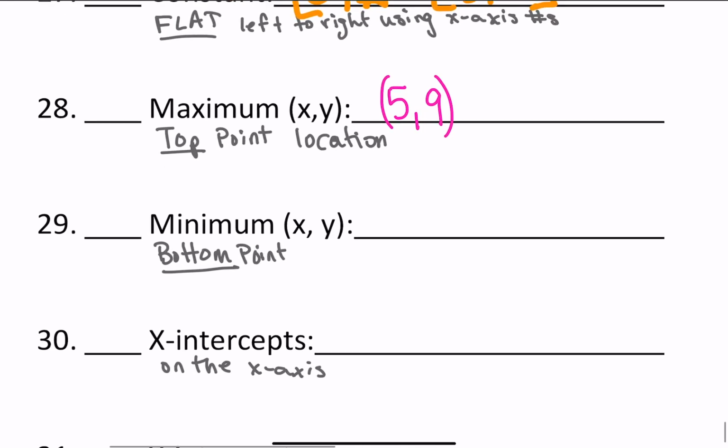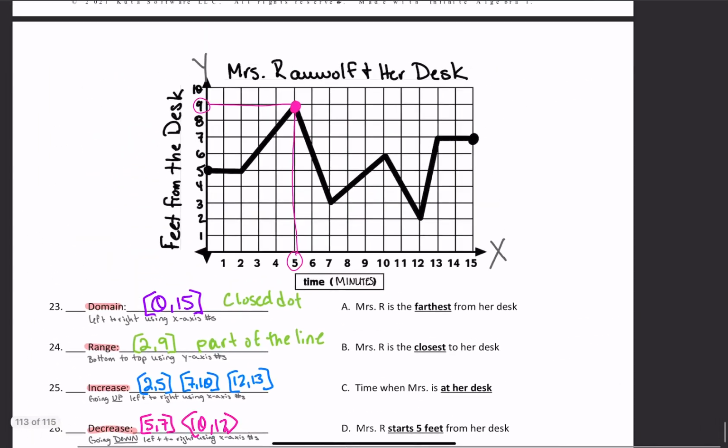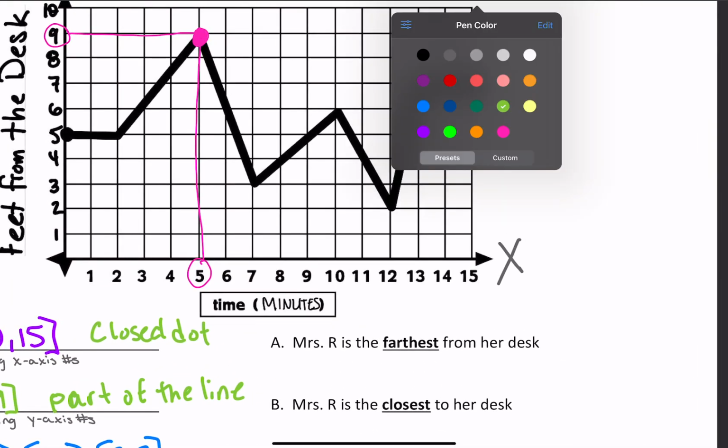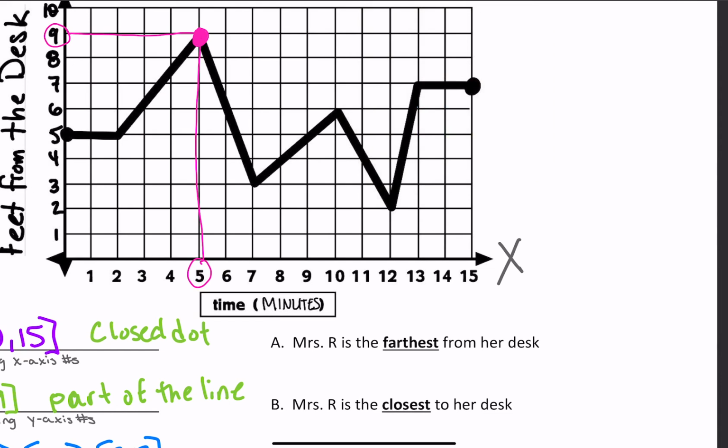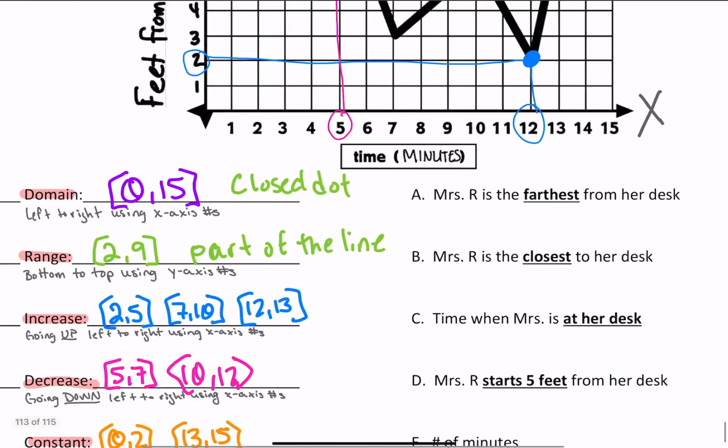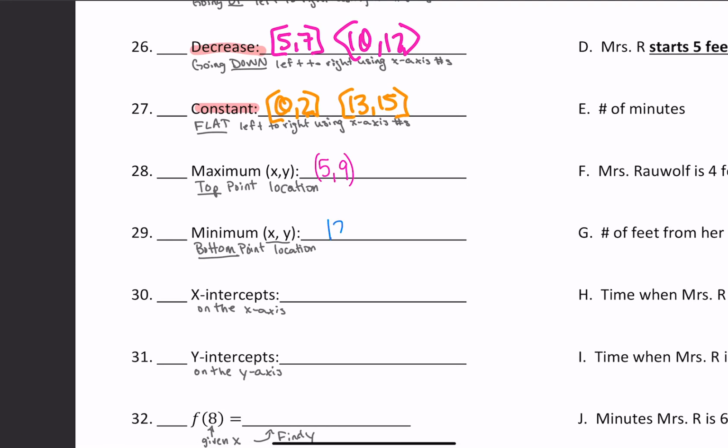Same with the minimum. The minimum is the bottom point, which is also a location. So you have to give its X and Y value, its location on the graph. So looking at our graph here, I'll do the minimum in blue. Well, the lowest point or the minimum point or the bottomest point of my graph is this one, right? There's nothing drawn lower than this blue point. That X value is 12, while that Y value is 2. So when we write it, it's 12, 2. And again, uses the round brackets.